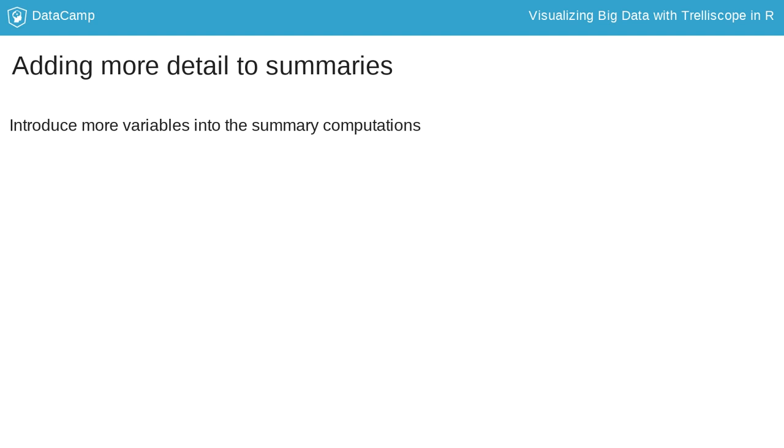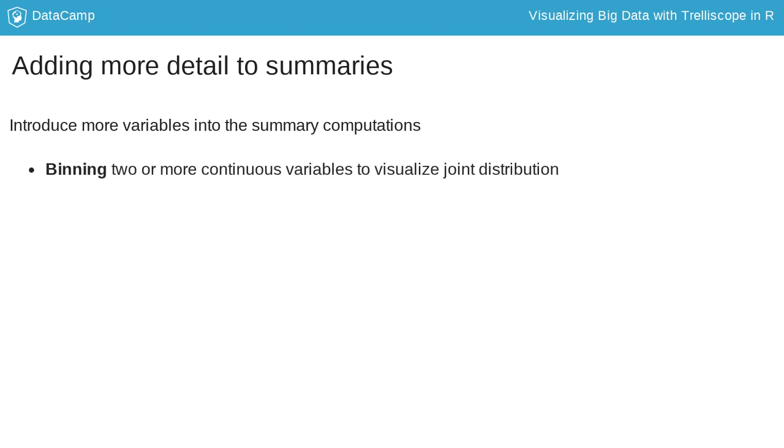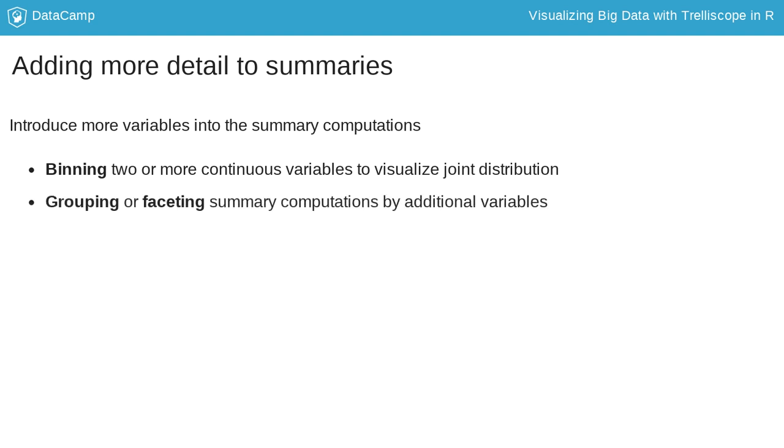When working with two or more continuous variables, you can bin pairs of variables in 2 dimensions and visualize the bin counts. To investigate the effect of other variables on summary statistic computations, you can group or facet these computations according to other variables and visualize how the summaries vary according to different values of these variables. You may have seen examples of grouping as well as faceting in other courses.